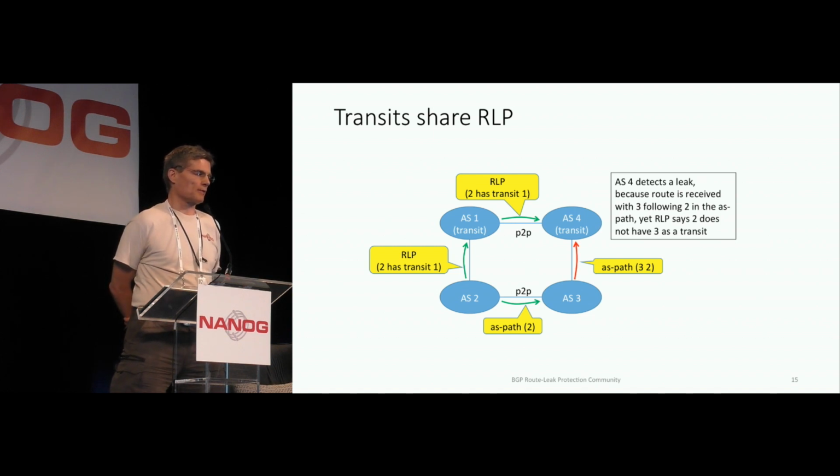Its peer leaks up, and the Tier 1s have shared the route leak protection. So AS4 knows about it. AS4 knows who its transits are from AS1, and it receives the route from AS3. It receives the leak from AS3. So I think that's the biggest point here, is that the route leak protection community travels across the top, and the leaks travel in a different place along the bottom.